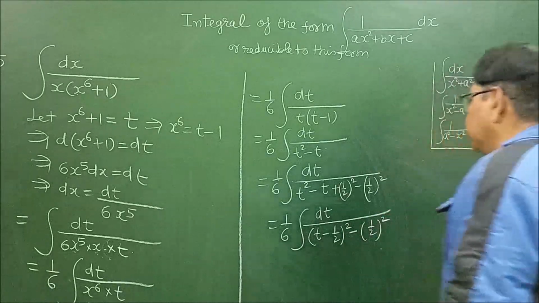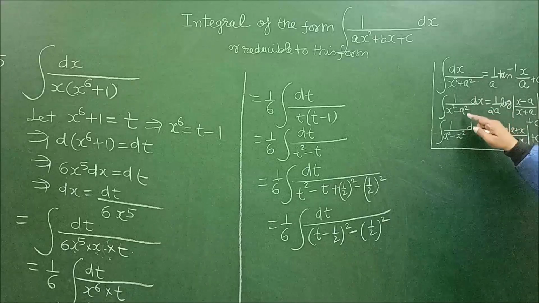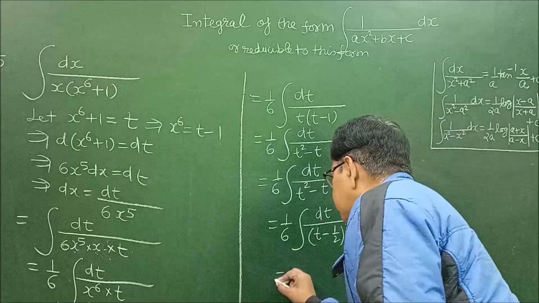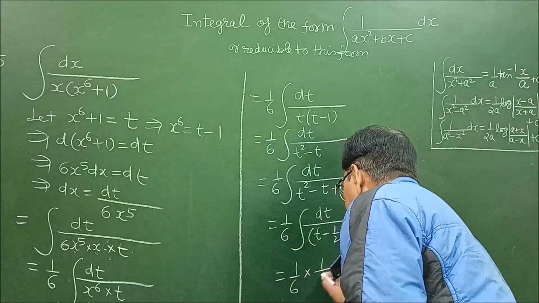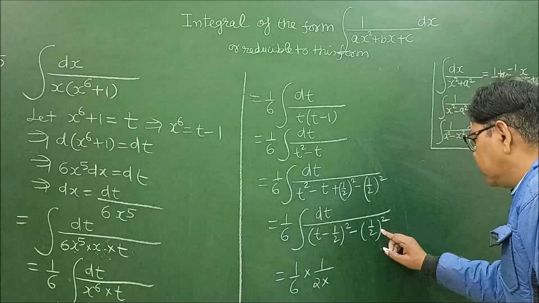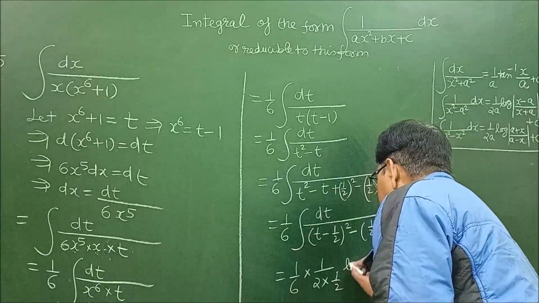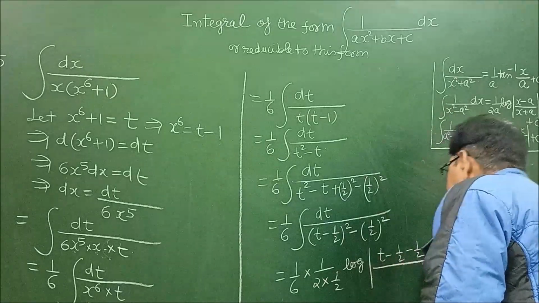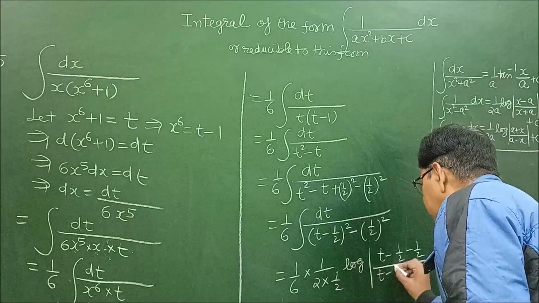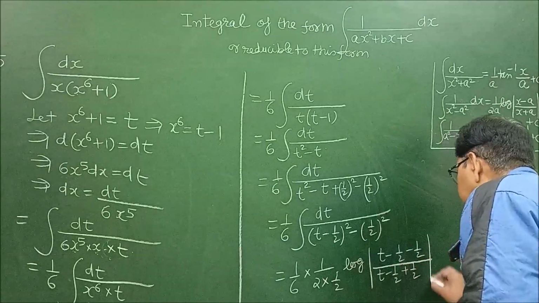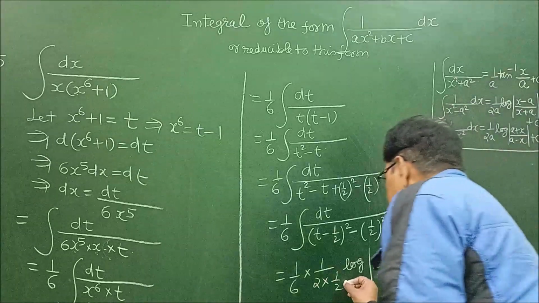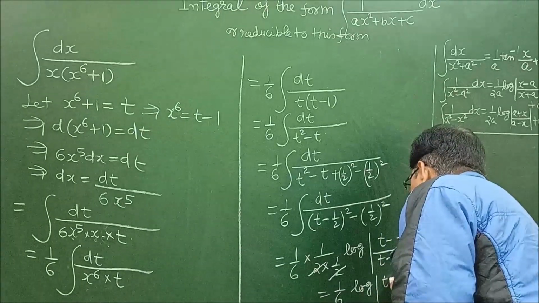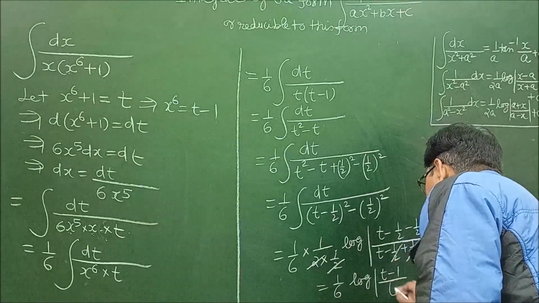Now this integral has been reduced to the form 1 upon x square minus a square. So this formula will apply here. So 1 by 6 into 1 upon 2a. The value of a is here 1 upon 2, log mod x minus a, that is t minus 1 by 2 minus 1 by 2, upon x plus a, that is t minus 1 by 2 plus 1 by 2, plus c. And this 2 and 2 get cancelled. 1 by 6 log t minus 1 upon 1 by 2 is cancelled, t plus c.